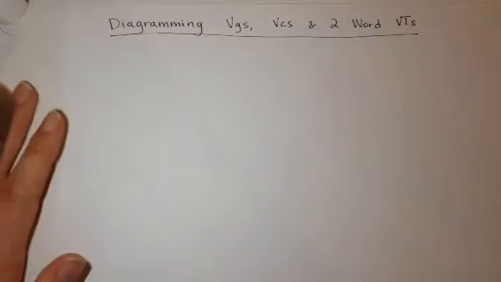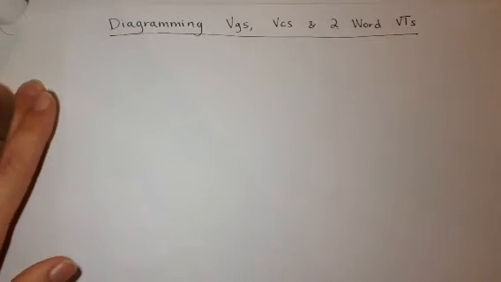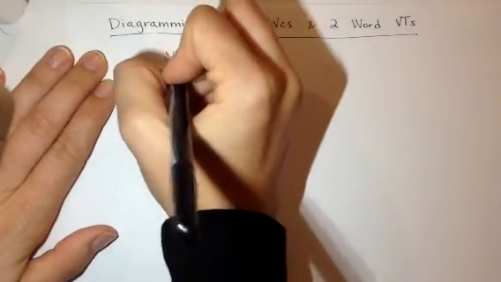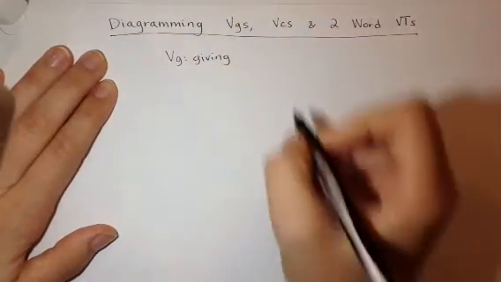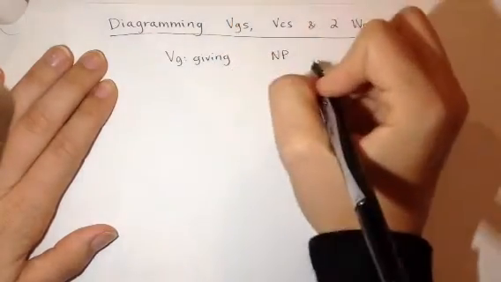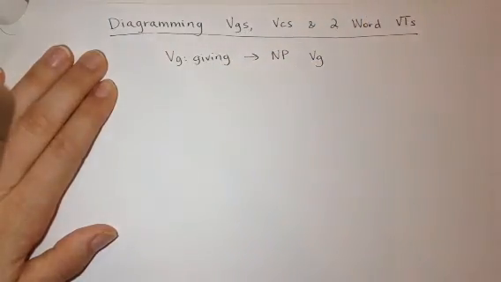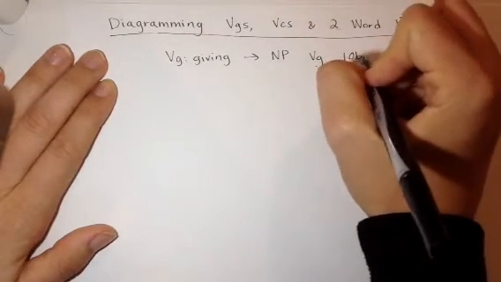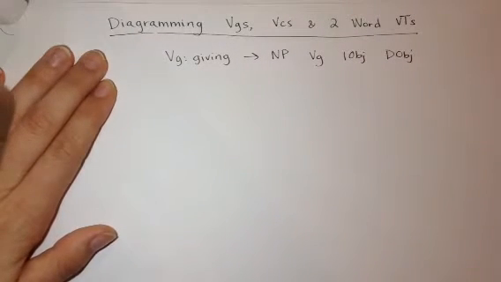We're going to do some practice with diagramming VGs, VCs, and two-word transitive verbs. So, what we've got to see is what these verbs are. Remember that a VG is the verb of giving, and our sentence formula is we're going to have a noun phrase, our verb of giving, and then we need to have two words after it: our indirect object and our direct object. Okay? And that's pretty easy.